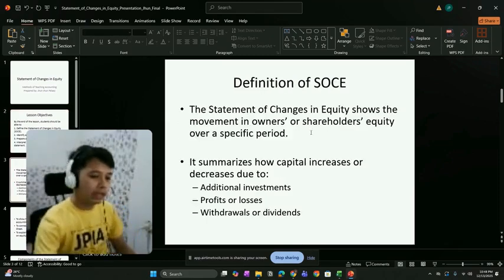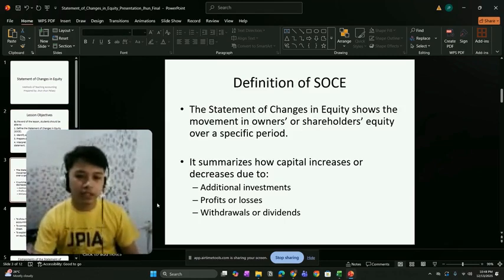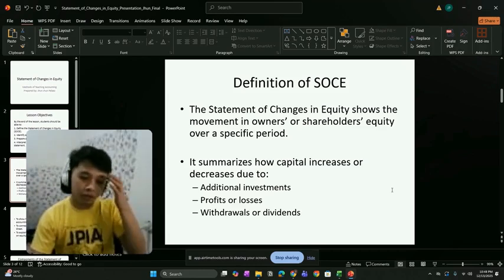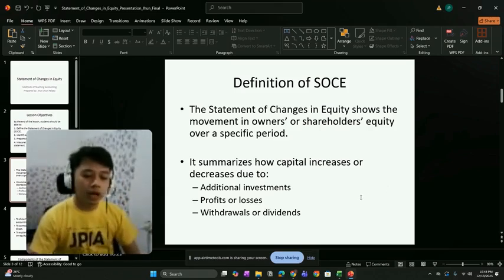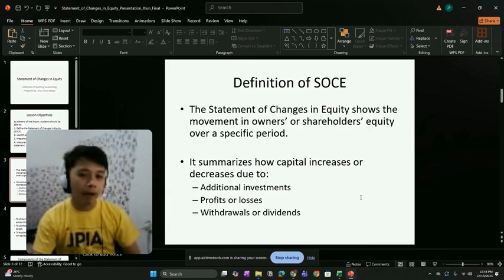So for the next slide, let us define the statement of changes in equity. So the statement of changes in equity shows the movement or pagbabago ng owners or shareholders' equity over a specific period of time, usually for one accounting period. So ibig sabihin, pinapakita nito kung tumaas ba o bumaba ang capital at kung bakit ito nagbago.